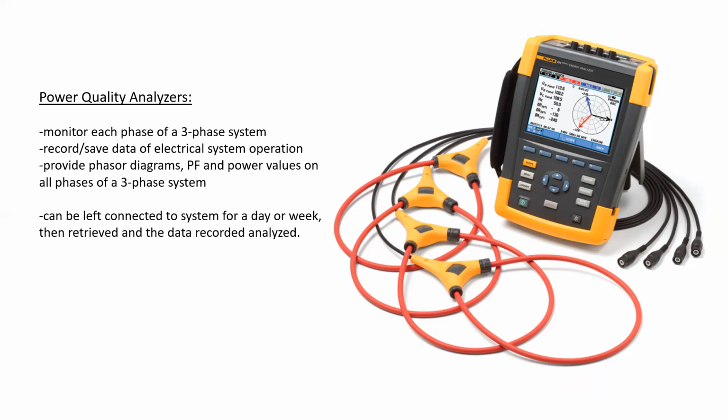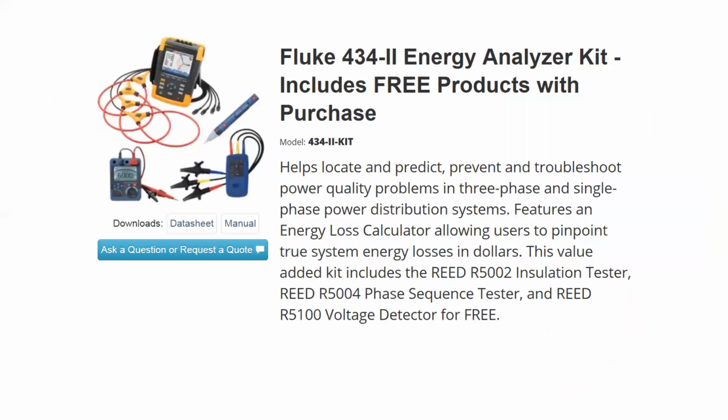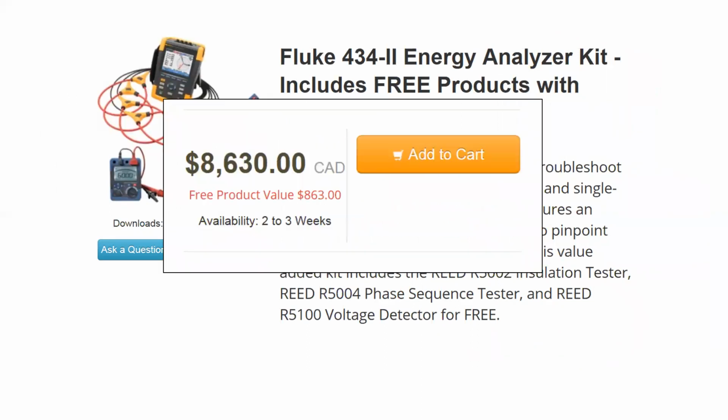And often they can be left connected to a system for a prolonged amount of time and then retrieved, and the data that was recorded analyzed to figure out what was happening when the voltage sagged or what was happening when the harmonic increased. Now, these items aren't exactly cheap, but they are simply a go-to item when troubleshooting gremlins in the electrical system that don't seem to have any obvious cause.